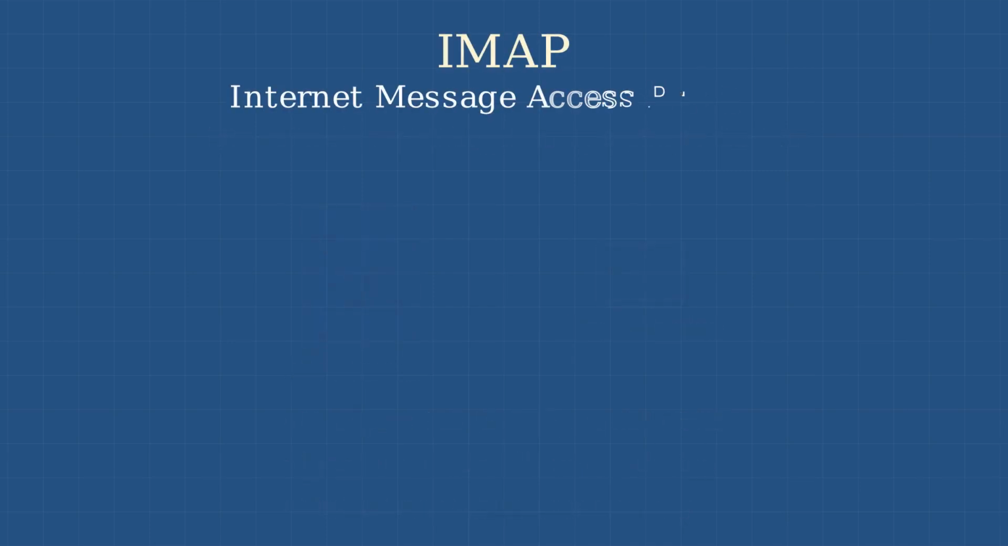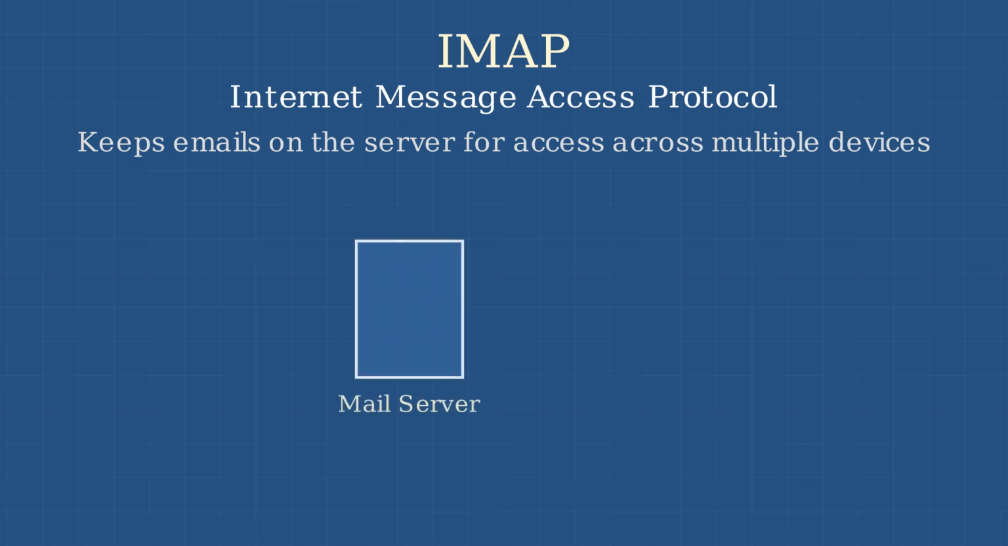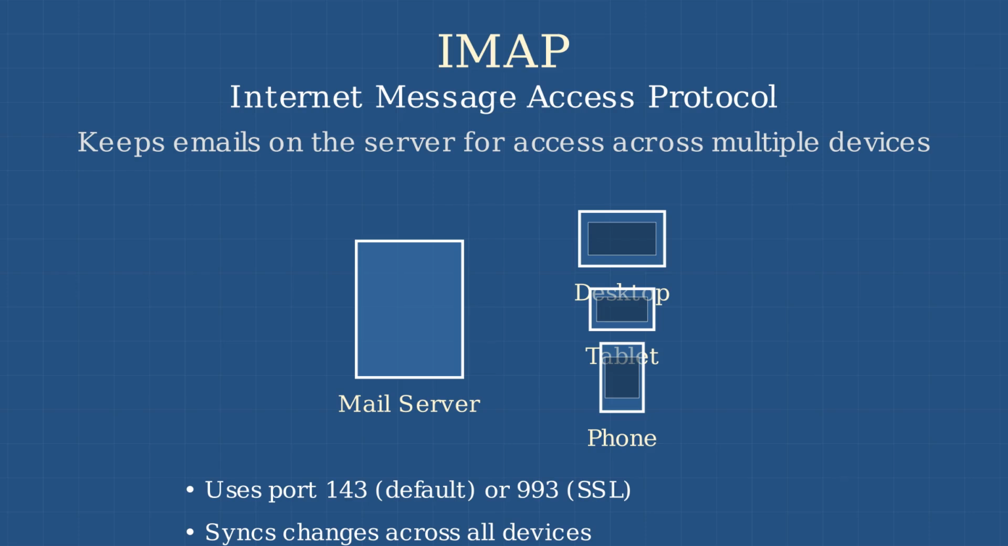Finally, we have IMAP, or Internet Message Access Protocol. Unlike POP3, IMAP keeps your emails on the server. With IMAP, your emails stay on the server, and you can access them from multiple devices. IMAP uses port 143 or 993 with SSL. It synchronizes your actions across devices and supports folder management and email organization.